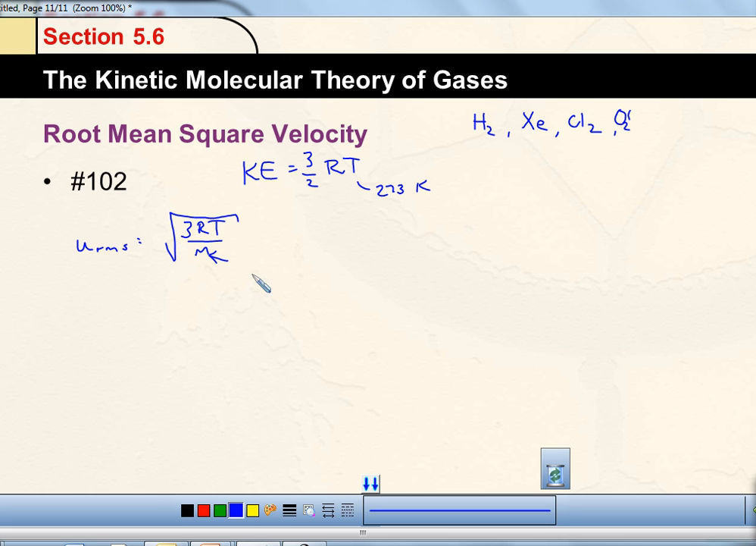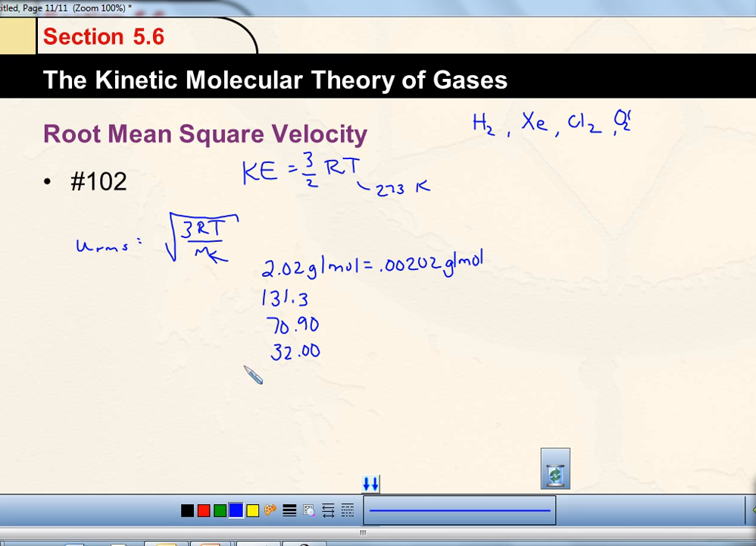So in the case of hydrogen, it's 2.02 grams per mole. But again, to match units, we want to make sure we're in kilograms. So I'm going to move this decimal over 3 to the left, and I'm going to have 0.00202 kilograms per mole. For xenon, we'll find out that the molar mass is 131.3. For chlorine, the molar mass is 70.90. And for oxygen, the molar mass is 32.00.